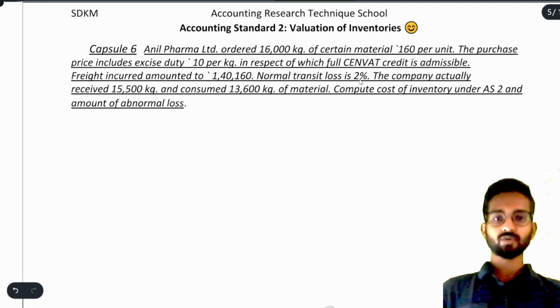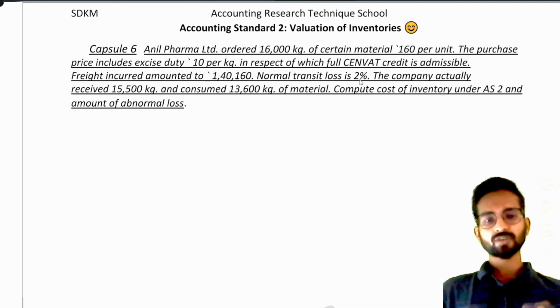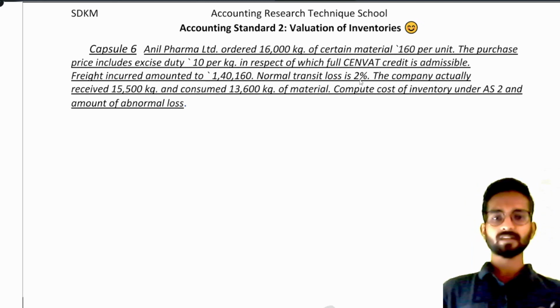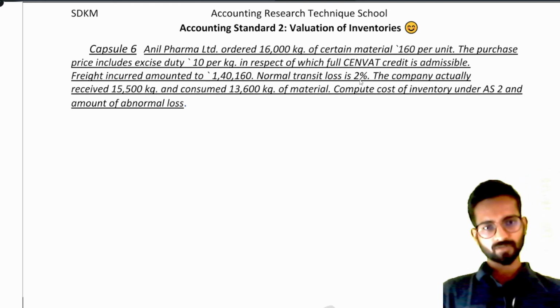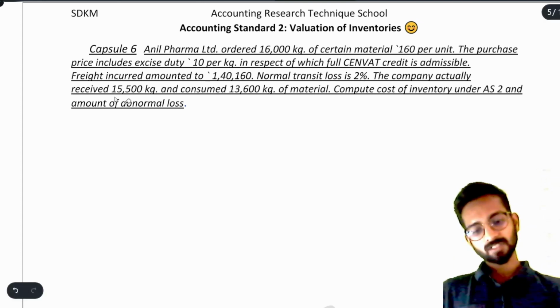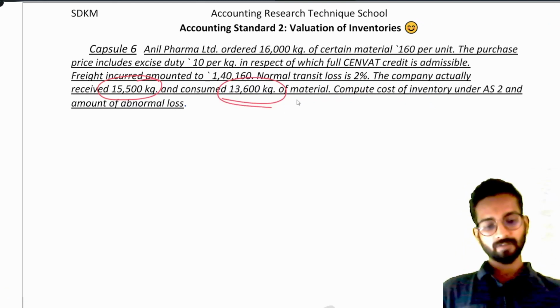Normal transit loss. See, there are two kinds of losses: normal loss and abnormal loss. Normal loss is 2%. What does it mean? While transporting the goods, say from Jammu Kashmir to Tamil Nadu, or from wherever you are transporting, if you have lost some goods, that will be considered as normal loss. 1%, 2% is considered as normal. It will always be given in the question. Okay. The company actually received 15,500 kgs, and consumed 13,600 kg of material. Very good. Compute cost of inventory under AS 2 and amount of abnormal loss.